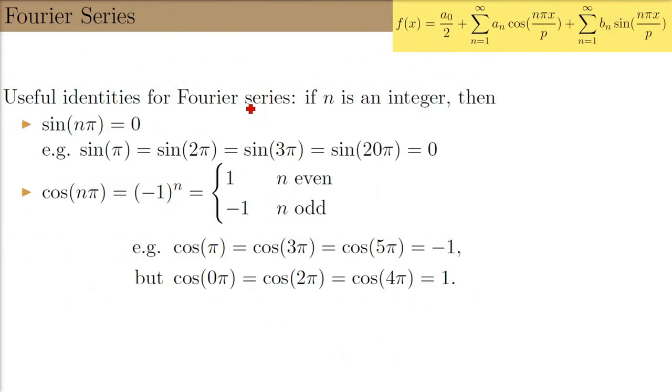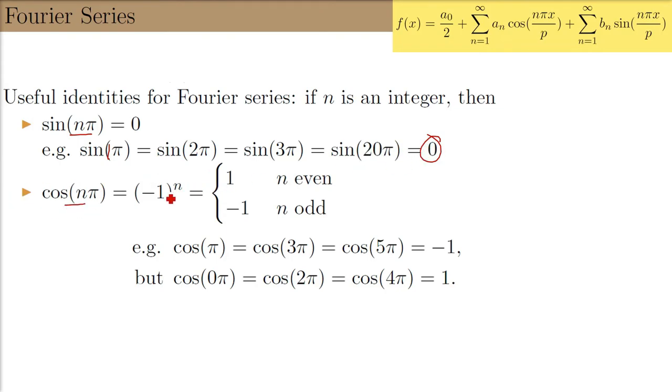So before we go to the actual example, there are useful identities which we will use. Sine n pi is 0. Sine 1 pi, 2 pi, 3 pi, 4 pi, 5 pi, 20 pi, 400 pi, it's 0. So whenever you get sine n pi, just put it as 0.